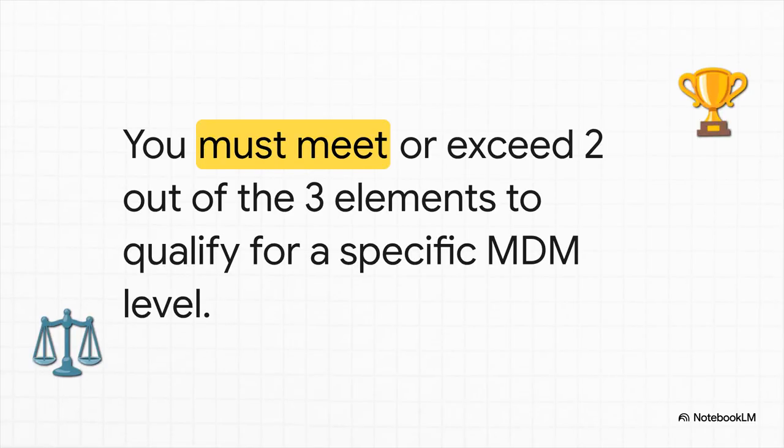Now, this is where it all comes together. This is the absolute golden rule of MDM coding. To qualify for a specific MDM level, the documentation must meet or exceed 2 out of the 3 elements we just went over. You really need to memorize this rule of 2. You do not have to hit all 3. Say you've got moderate problems and moderate risk, but only minimal data. Boom, you've met 2 out of 3. You are at moderate MDM. Nailing this rule is literally the single most vital step for your coding accuracy.